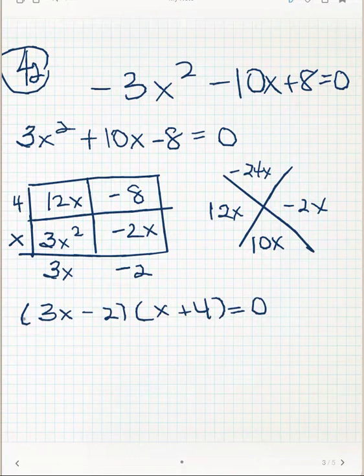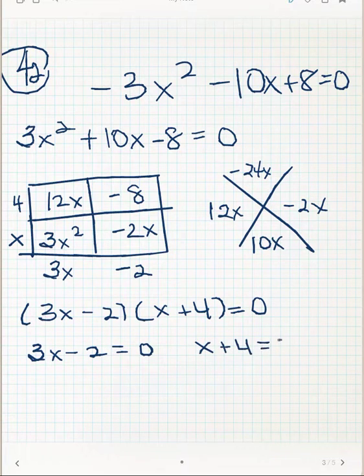That's going to equal 0. Then you're going to use zero product property. 3x minus 2 equals 0. X plus 4 equals 0. Solve for both of those. So add 2, then divide by 3. So that'll give you x equals 2/3, and x is equal to negative 4.